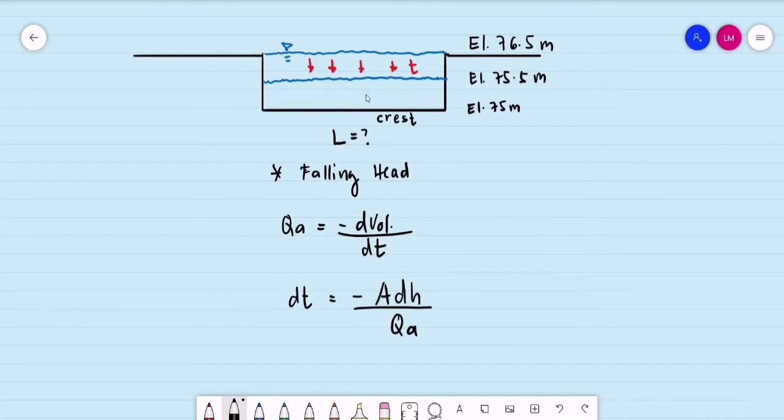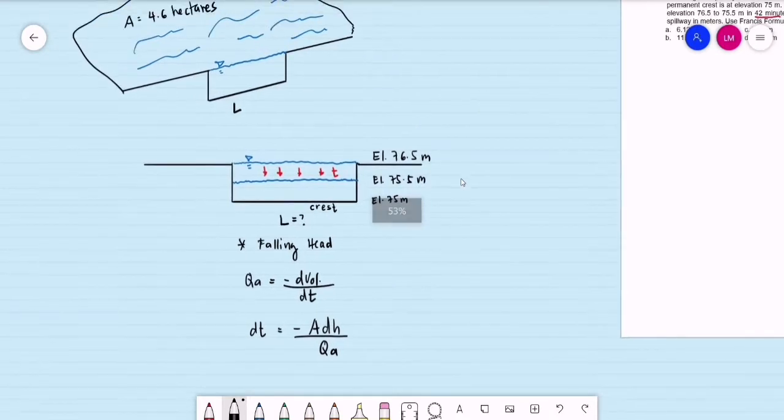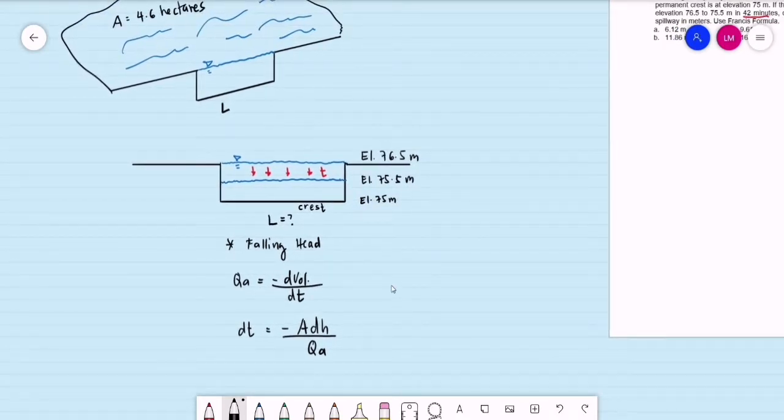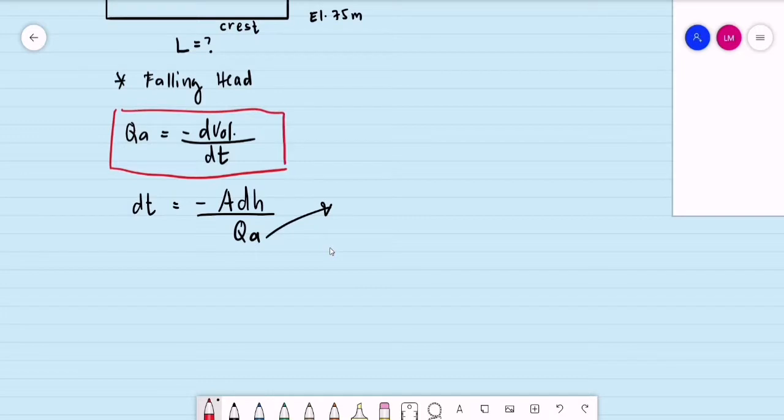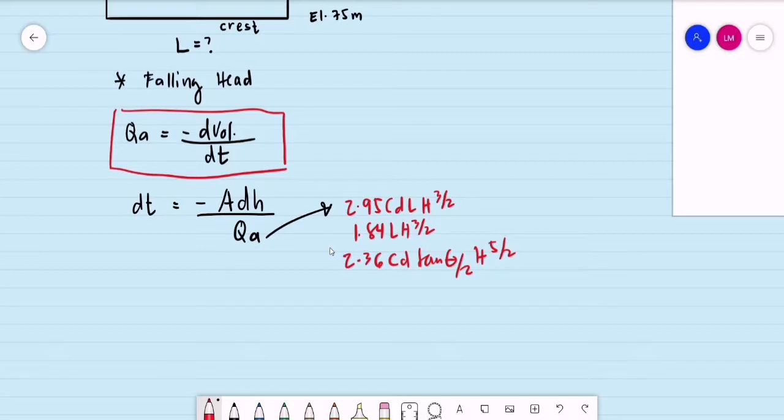Hindi ito practical na i-derive for a reason. Paano kung nag-iba yung shape ng weir? Paano kung ibang case siya? For example, ordinary rectangular, triangular, trapezoidal, and so on. Ang problema dito, ang daming formula ng QA. So kailangan, alam lang natin yung basic concept. Dito tayo lagi magsisimula. Ano ba yung equivalent ng QA? Pag rectangular, 2.95 C sub D L H raised to 3 over 2. Kapag Francis, 1.84 L H raised to 3 over 2. Kapag triangular, 2.36 C D tangent of theta over 2 times H raised to 5 over 2. So, ang daming possible appearance ng formula kung i-derive natin. Kaya dapat alam lang natin kung saan tayo pwedeng magsimula.